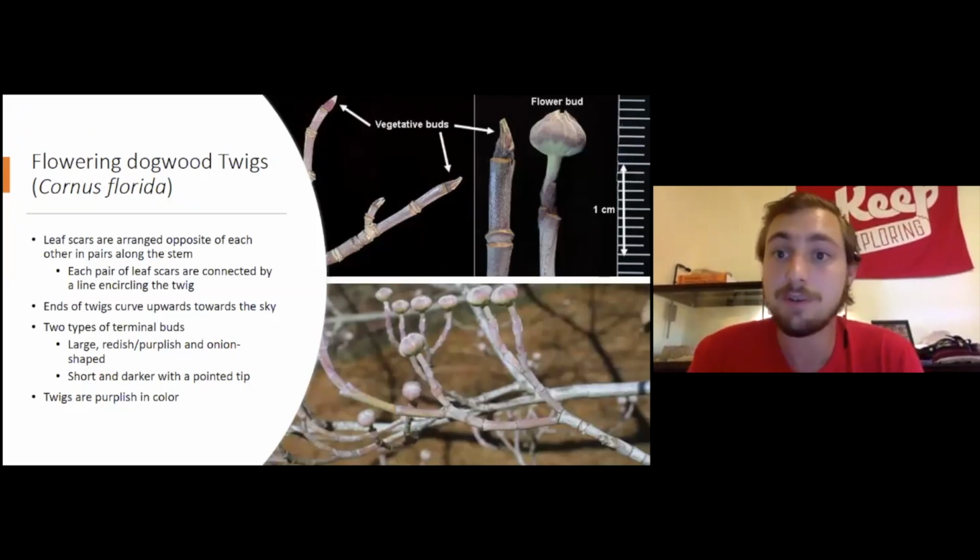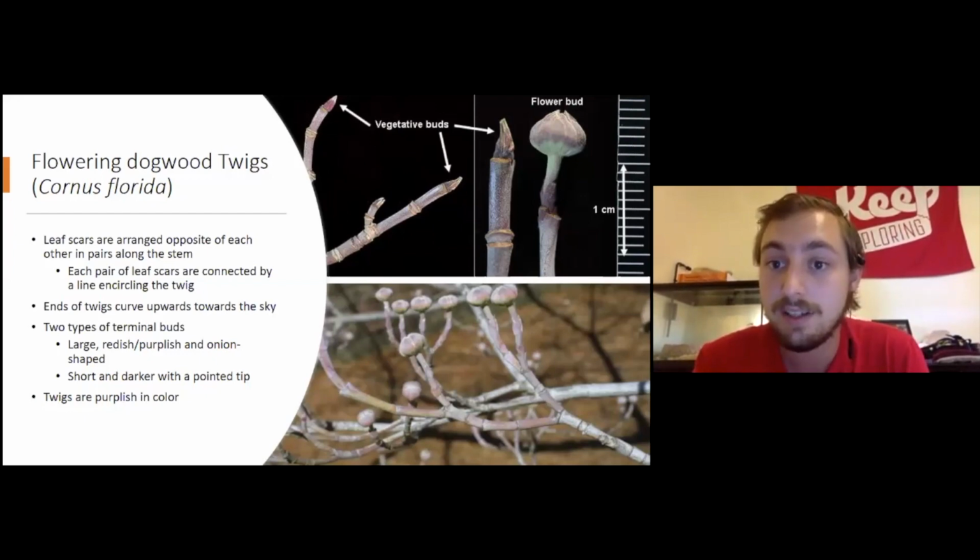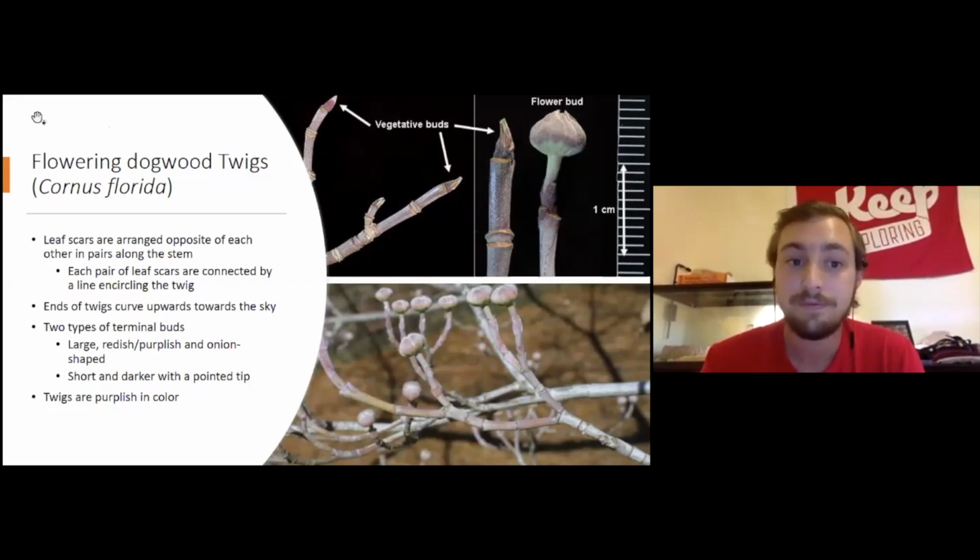In flowering dogwood, we have very, very different buds, our vegetative and flower buds. The leaf scars here are arranged opposite of each other, and each pair of leaf scars are connected by a line encircling the twig, and we can see that line here. Around here, it goes all around the twig, which is a very characteristic feature of the flowering dogwood.